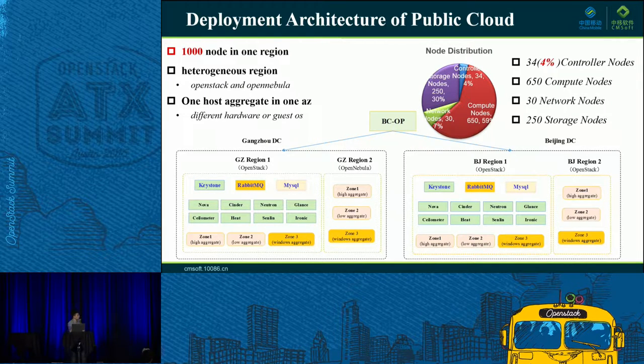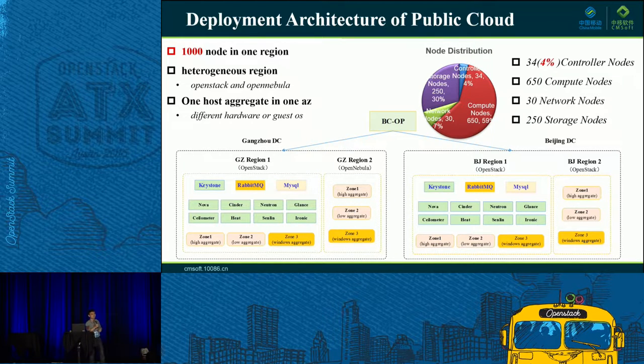We also divide nodes into different zones. You can see there are high performance zones, low performance zones, and Windows zones, according to different hardware or guest OS type. It's notable that there are heterogeneous regions in the Guangzhou data center, an OpenStack region and an Open Nebula region. Open Nebula is another cloud computing platform.